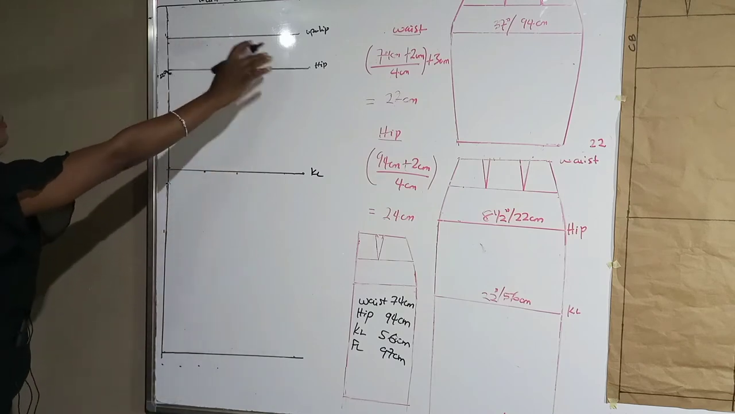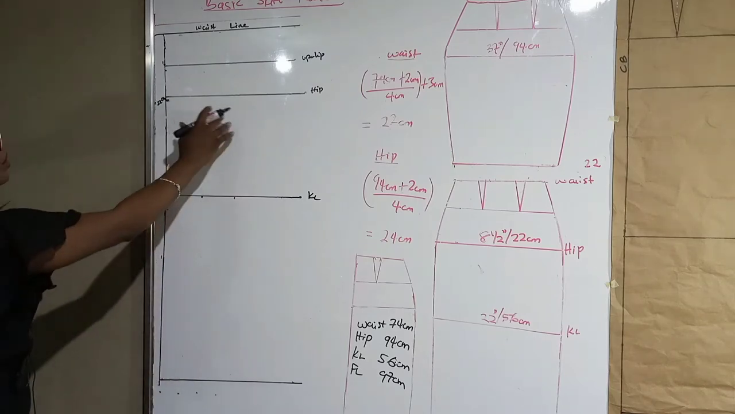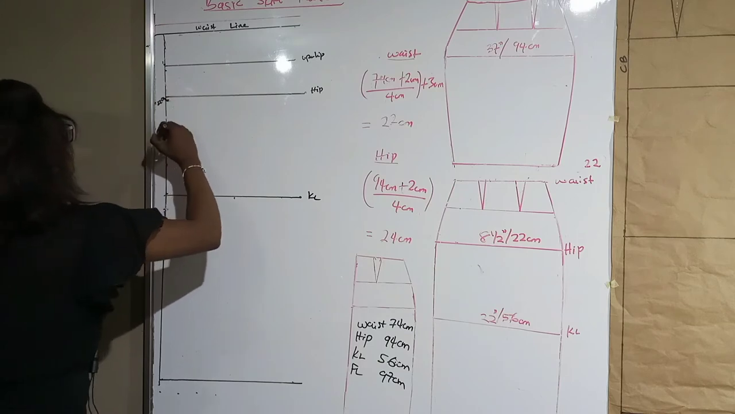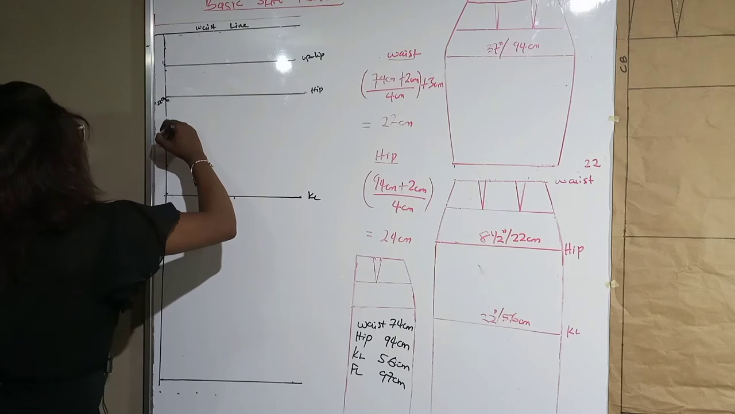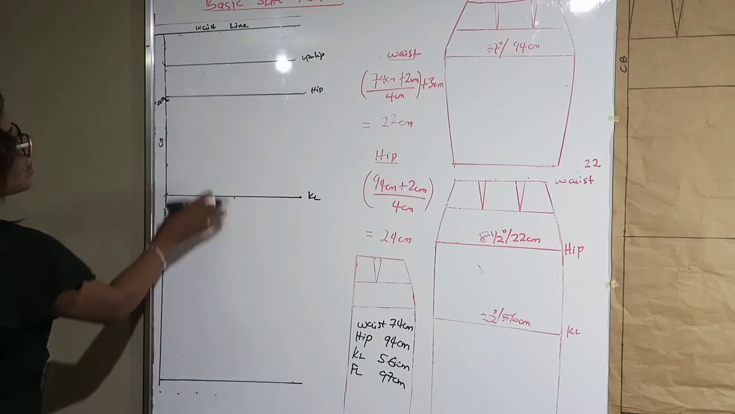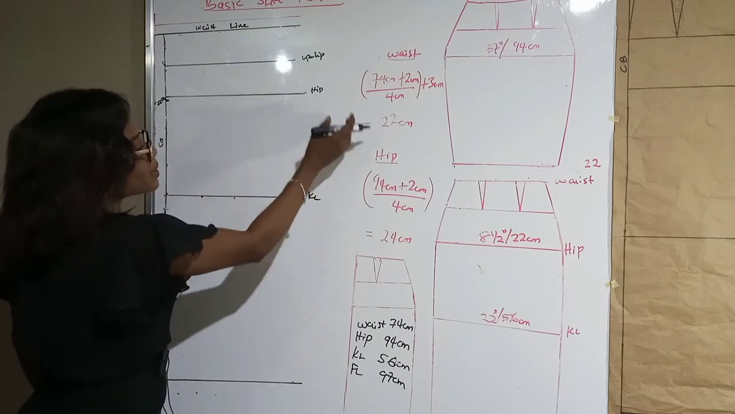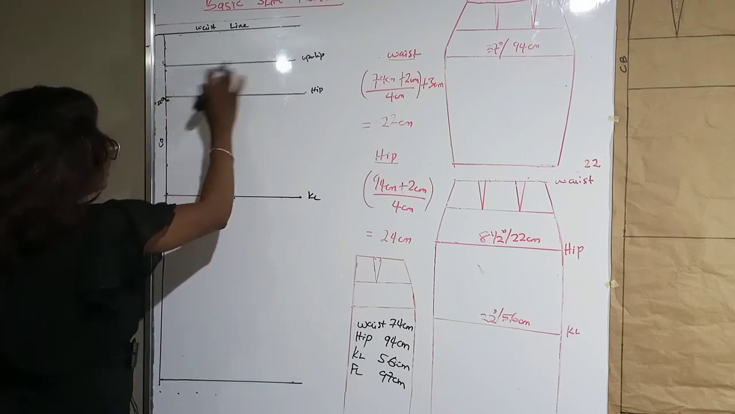Now, you have gotten all your horizontal lines. Now, this can represent your center front or center back. This can represent either of the two. Now, when you have done that, we now want to input our waist and the hip measurement along these lines.